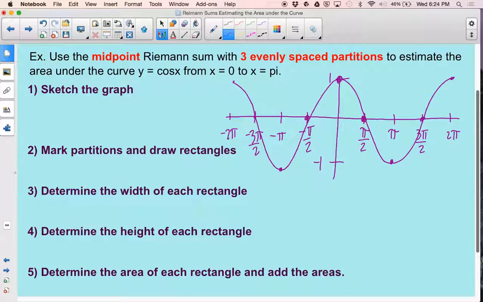Okay. So we're going from 0 to pi, and it wants 3 evenly spaced partitions. So I'm going to divide from 0 to pi into 3 spaces. So those are about even. Now if I'm dividing it into 3, that means each one is a third. So this is a third of pi, so pi over 3. And this is 2/3 of pi. And then this last one here is 3/3, which is just pi.